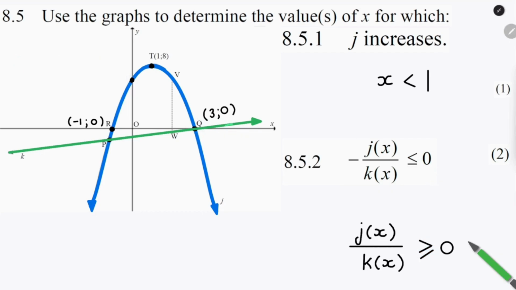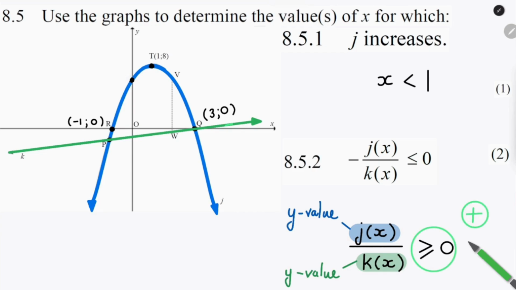Ooh, and now to analyze this inequality. So they're asking you, where is the y value of the blue graph divided by the y value of the green graph give you a positive number?